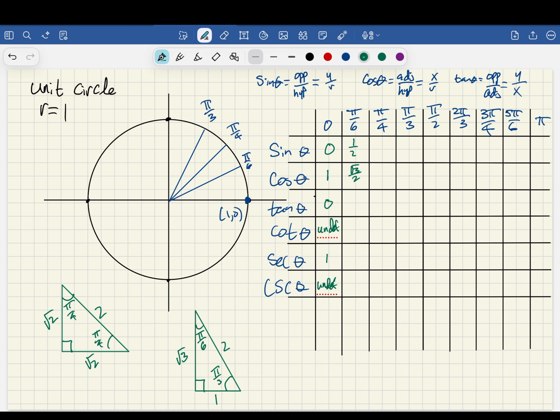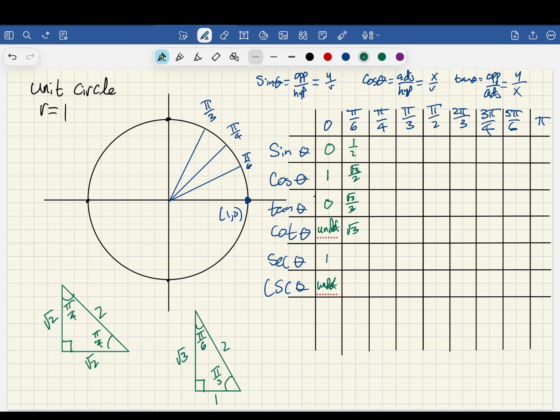The tangent is the opposite over the adjacent, which would be 1 over the square root of 3, and when we rationalize that denominator, we'd have the square root of 3 over 3. The cotangent is the adjacent over the opposite, so the square root of 3 over 1, so the square root of 3.